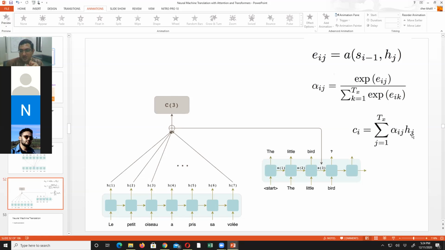And what is this? H3 is the previous state in the decoder. And what is alpha ij? Sorry, hj is the state in the encoder, and s(i-1) is the state at the decoder. So alpha ij is just a softmax between hj, the current state, and the previous output at the decoder. And the current state is not only one, these are all of them. So when you are here, you are not only considering the current input, but you are considering all of them.